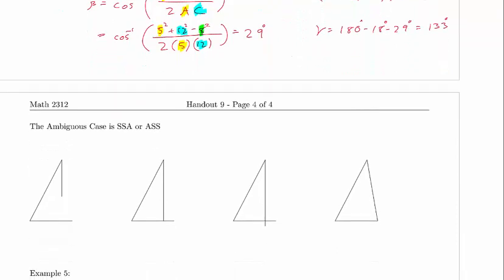So now let's talk a little bit about one final case. This is the ambiguous case, the SSA or the ASS. It's called the ambiguous case because you don't necessarily have a direct answer to the question or to what a proper triangle might be. So I've drawn out what we have here.